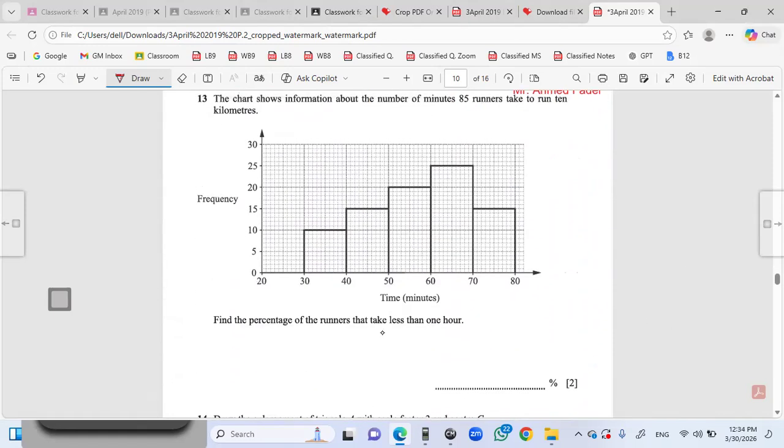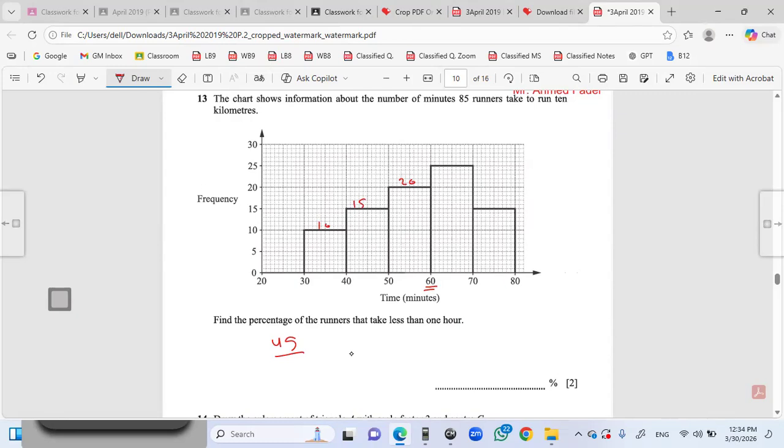Find the percentage of the number of the runners that take less than 1 hour. Less than 1 hour means less than 60 minutes. So how many take less than 60 minutes? We need to see this because here is from 30 to 40, here from 40 to 50, and here from 50 to 60. So I'm going to start counting from here. This is 20 runners, here is 15 runners, and here is 10 runners. Add them up, they give you exactly 45.